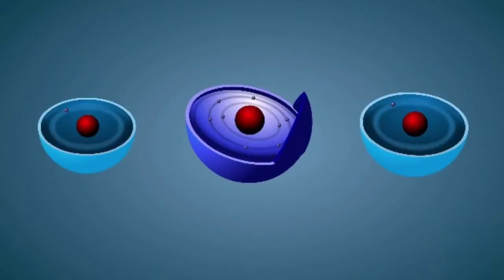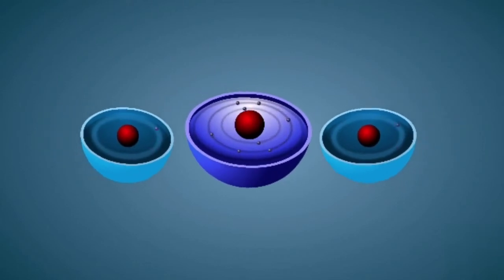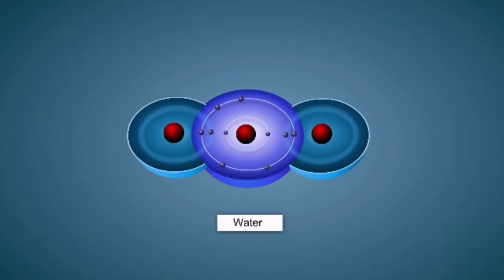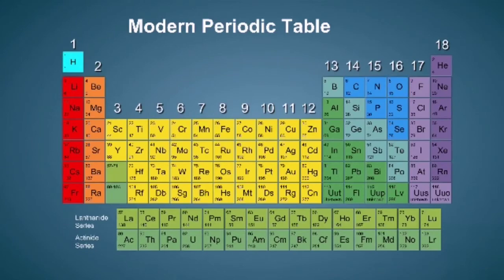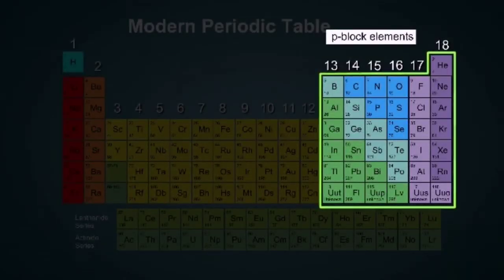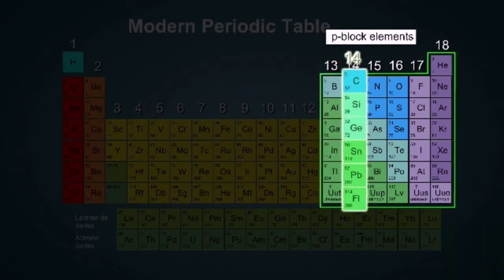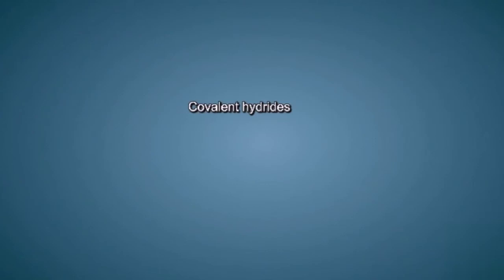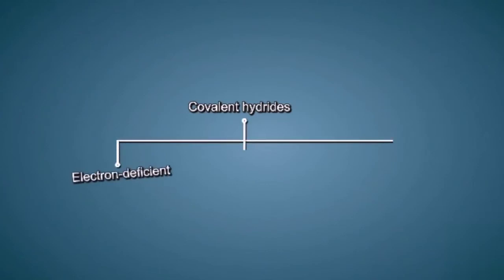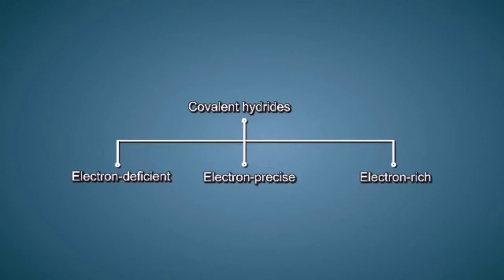For example, two atoms of hydrogen combine covalently with one atom of oxygen to form a molecule of water. Thus, water, that is the hydrate of oxygen, is a covalent hydrate. Just like oxygen, which is a p-block element, most of the p-block elements form covalent hydrates. Covalent hydrates are further of three types. These are electron deficient, electron precise, and electron rich hydrates.